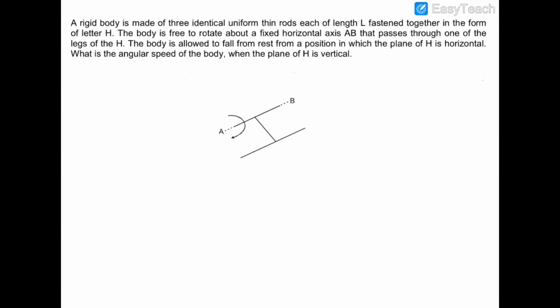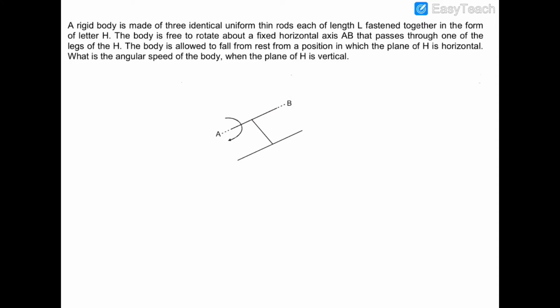In this question, you can see that there is a rigid body which is made up of three identical thin rods, each of length L and each of some mass m. It is not mentioned in the question, but we can assume that mass to be m. Now this forms a letter H, and this H is being hinged about this axis and it is free to rotate about this axis. Initially this H was in the horizontal position and it is allowed to go down, and we have to find out the angular velocity of this H when this H becomes vertical.